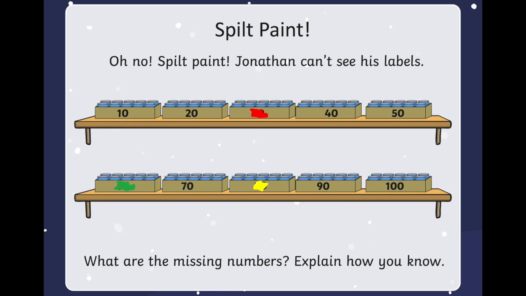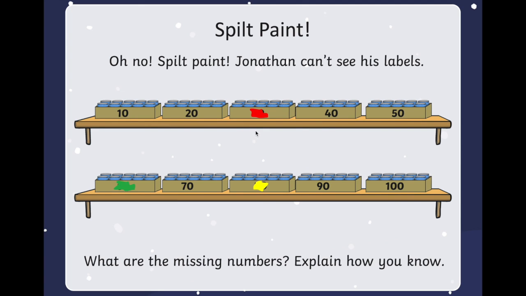Oh no! Spilt paint. Jonathan can't see his labels. What are the missing numbers? Okay, everyone, so now we have to help Jonathan count his paint tins. He cannot see the numbers here, here, and here because he has spilled paint. Let's count in tens and see if we can help him. 10, 20. What should go here?